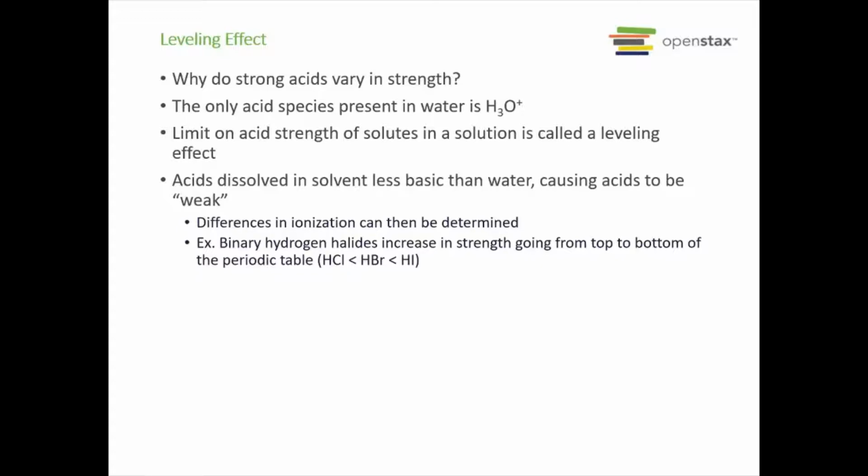So for instance, the binary hydrogen halides, HCl, HBr, and HI, they actually increase in strength going from top to bottom. So HI, hydrogen iodide, or hydroiodic acid, is the strongest of the three, followed by HBr and then HCl. So these are strong acids in water, but weak acids in ethanol, but still HI ends up being the strongest weak acid in ethanol.